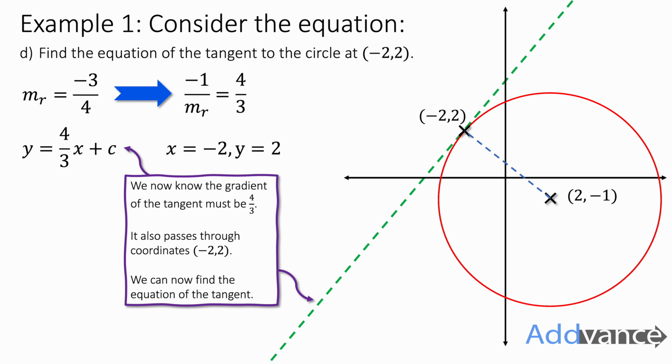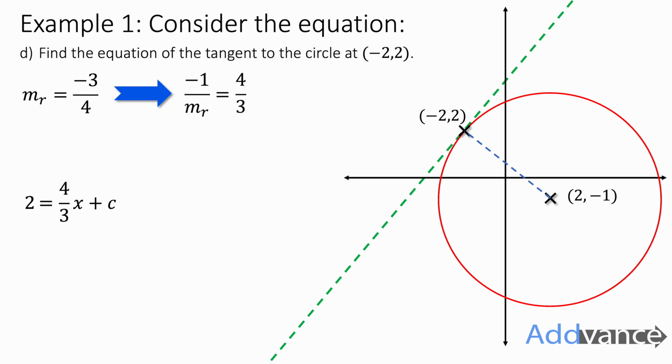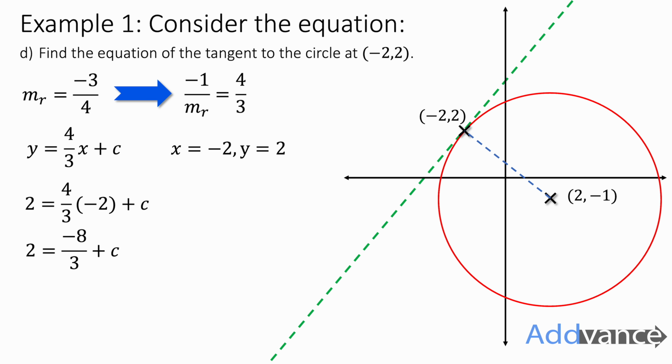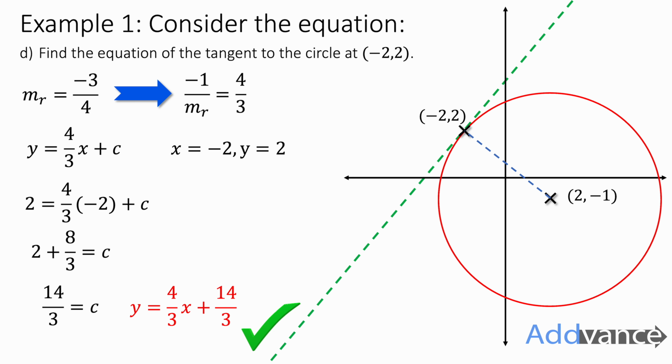The equation will be y equals 4/3 x plus c. We need to find the plus c. To do that, we'll substitute minus 2, 2, because this tangent goes through the coordinate minus 2, 2. Okay, so we substitute in those numbers, x is minus 2, y is 2. We simplify, we add the minus 8 thirds to the other side, and we get that c is 14 thirds. We can combine the c with the y equals 4 thirds x plus c, and we get y equals 4 thirds x plus 14 thirds. And that's the final answer, we have done.